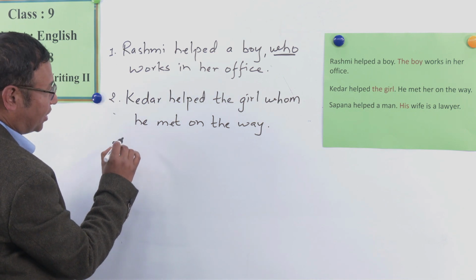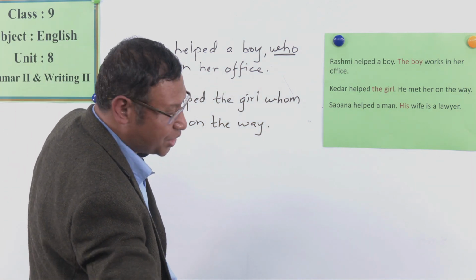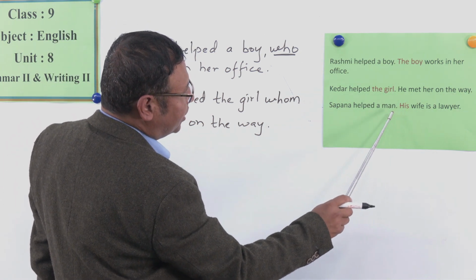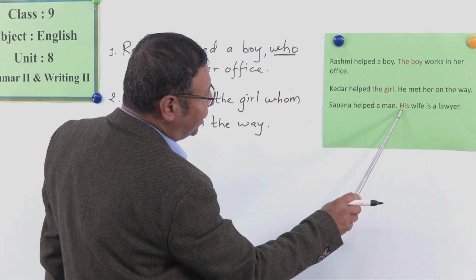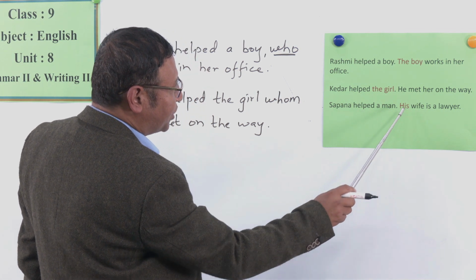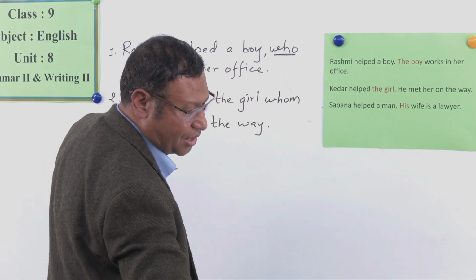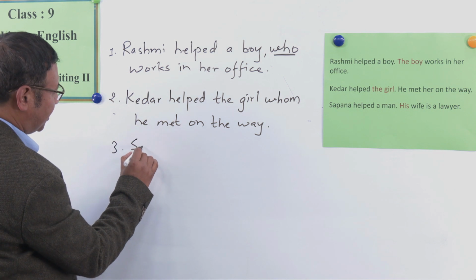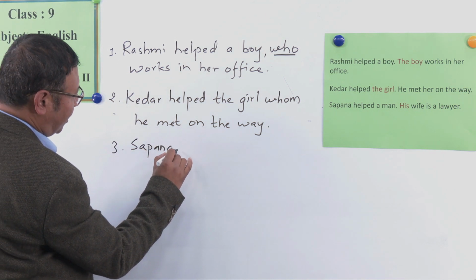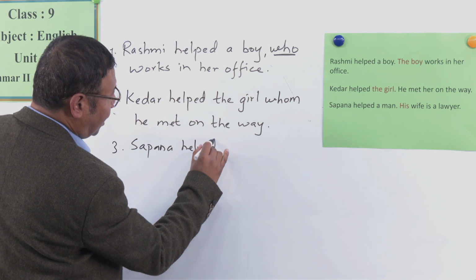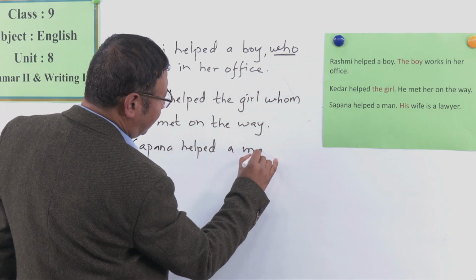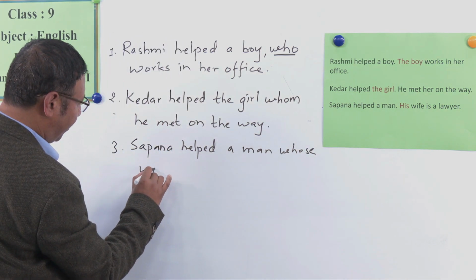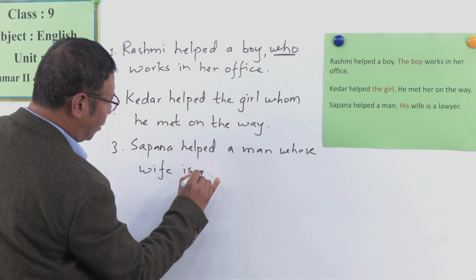So number 3: Sapna helped a man, his wife. These are the colored words. When we talk about his wife, obviously we are talking about this man's wife, and therefore it is in the possessive case. So in the possessive case we say: Sapna helped a man whose wife is a lawyer.